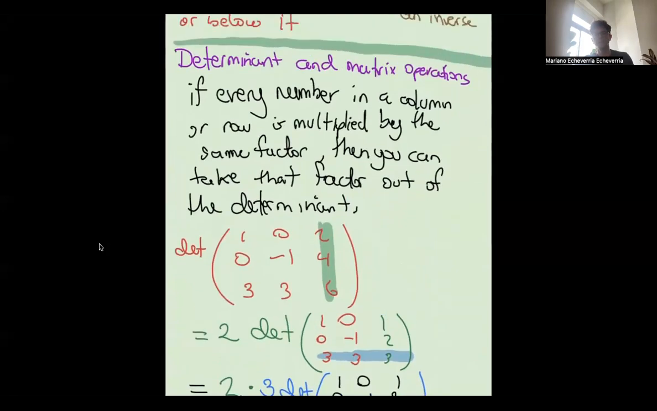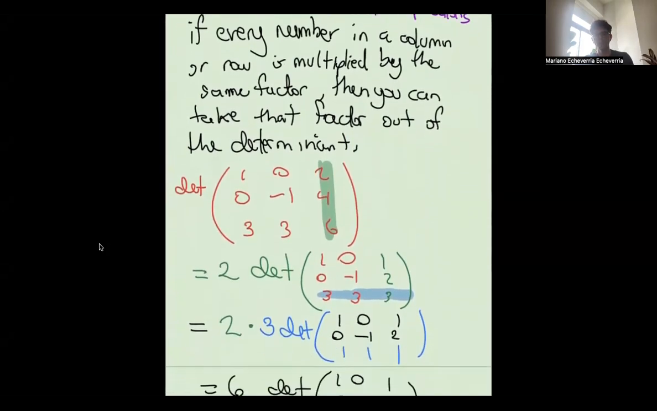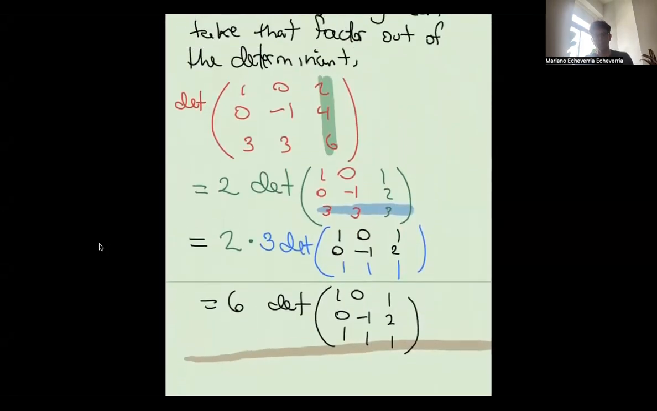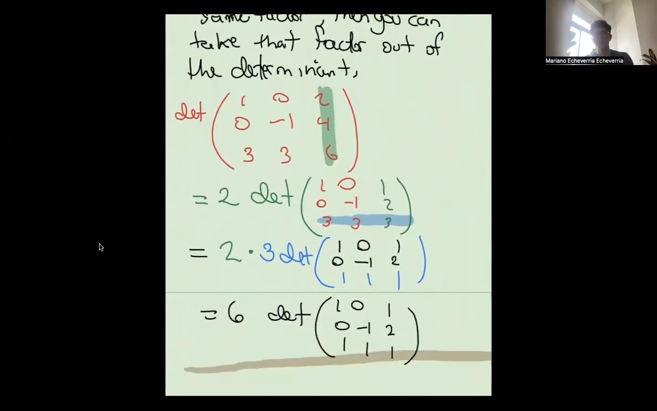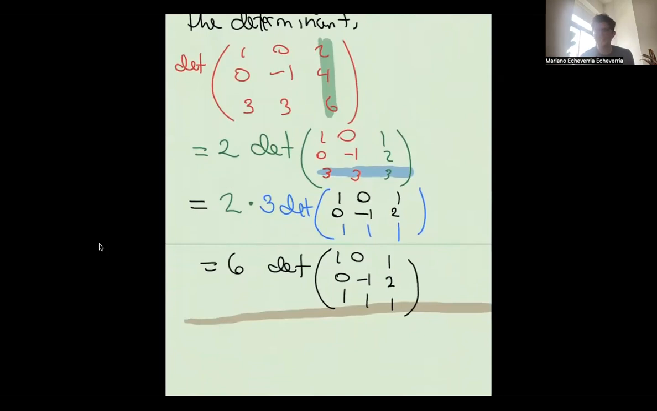So that's the first matrix operation. The second one is really, really useful. It's kind of hard to see why it would be true, but it does work. I think it's the most useful of these properties of the determinant. It says that if you do a row operation, like the operation about adding rows when we were reducing a matrix, that will not affect the value of the determinant.